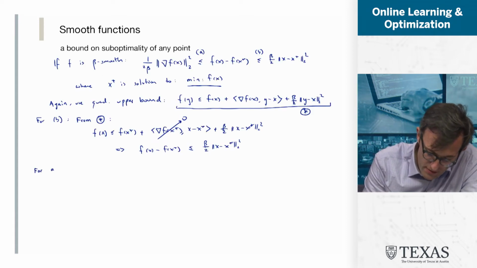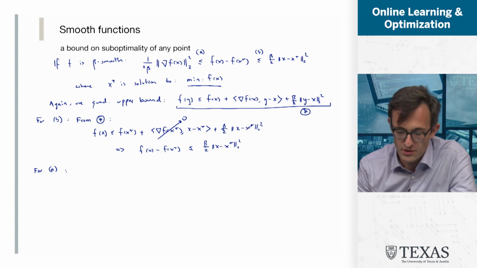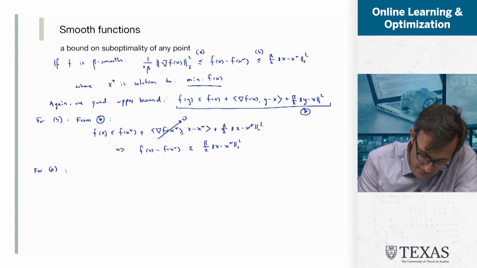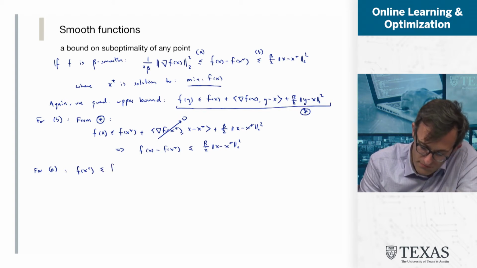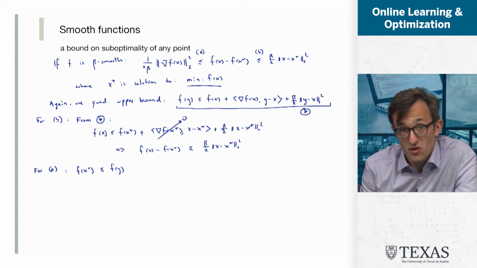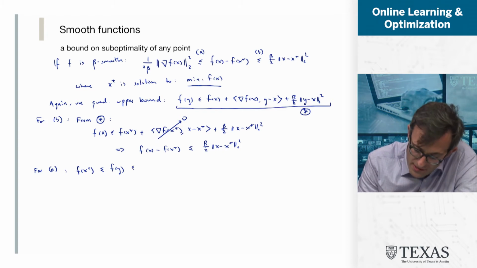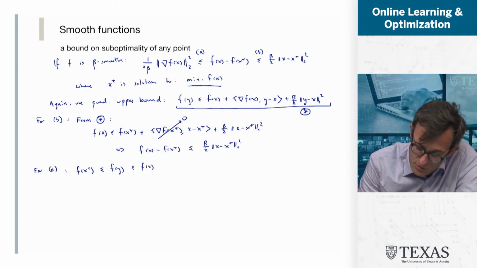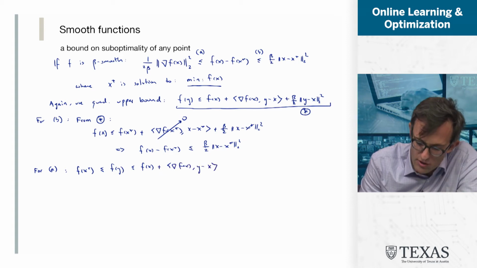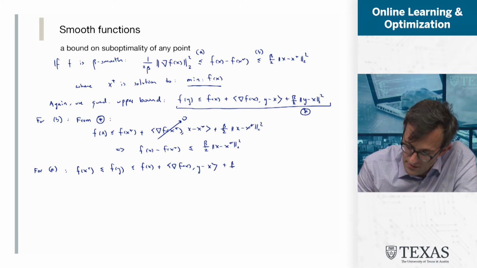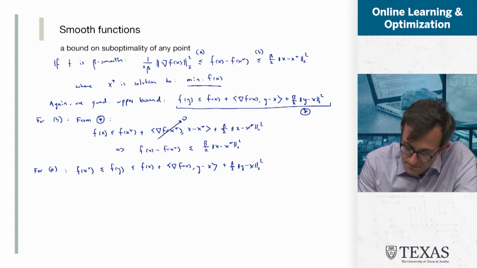For a, no surprise, we're again going to use this quadratic upper bound. It takes a little bit of extra thought here on how to use it. So note that f of x star is less than or equal to f of y. By definition, f of x star is the optimal solution, so it's less than or equal to f of y for any y. And f of y, in turn, is upper bounded by this quadratic approximation, by this quadratic upper bound. So if f of x star is less than or equal to f of y, and f of y is less than this quadratic approximation, then I can just minimize the right-hand side.